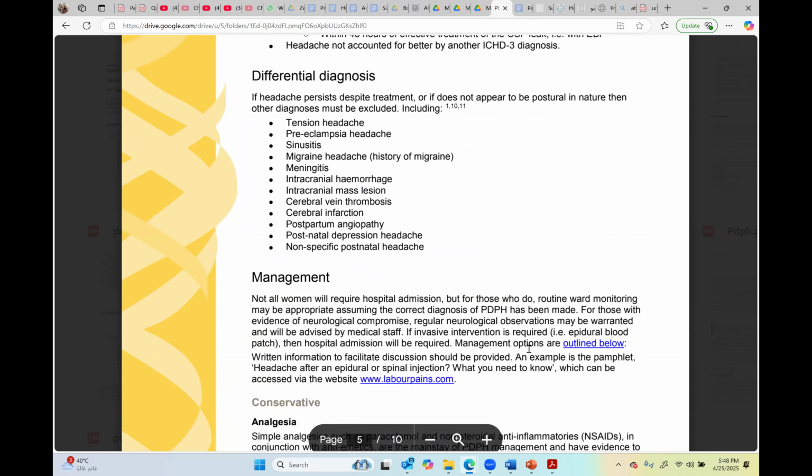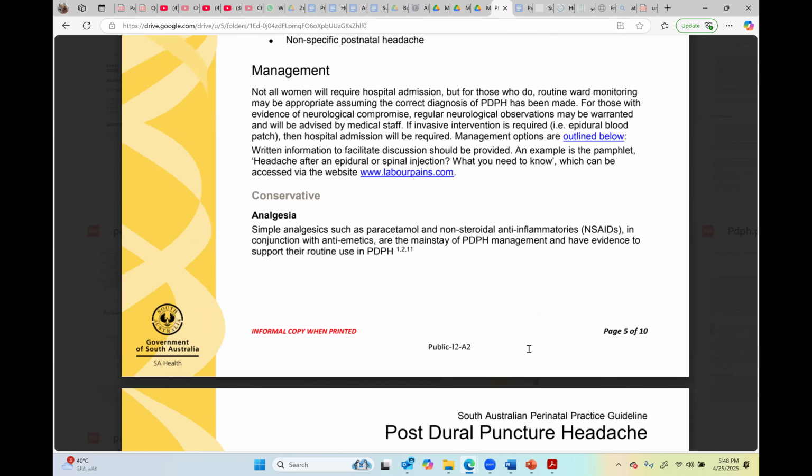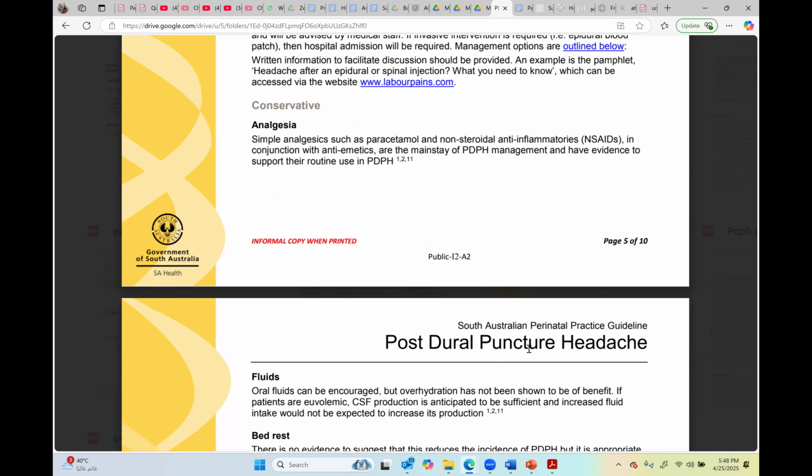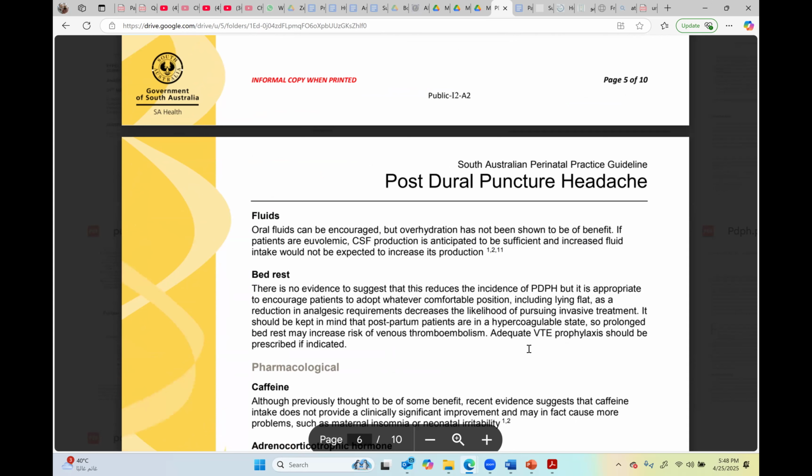I think this is a very good source. Here you see the differential diagnosis: tension headache, preeclampsia, sinusitis, migraine, meningitis, intracranial hemorrhage, intracranial mass lesion, because there may be some diagnosis which can occur out of nowhere. Then the traditional conservative methods, but remember one thing, if you are saying bed rest, you should not forget that DVT can occur. So that's why they don't consider bed rest.